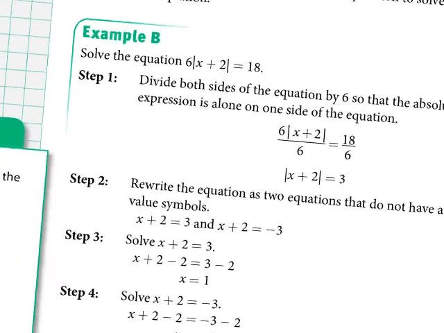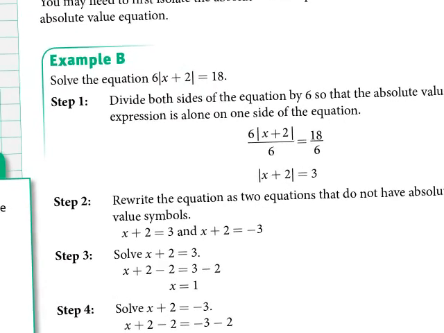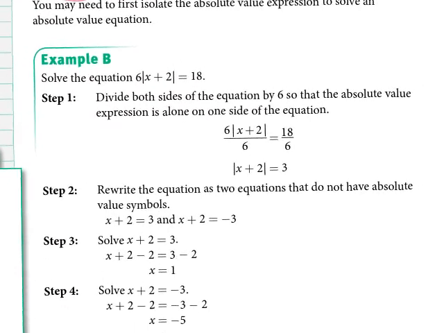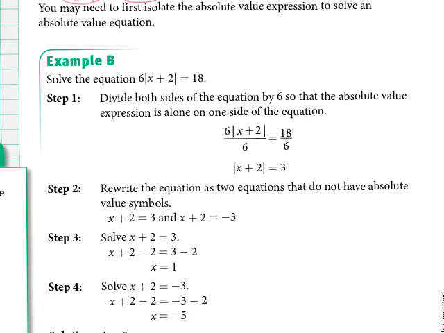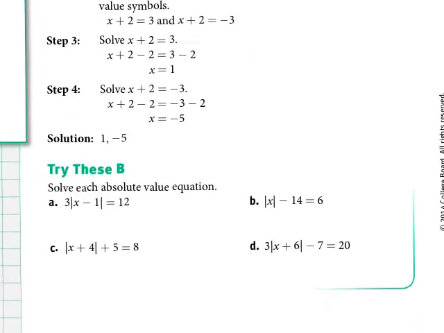Here, example B. Okay, it says solve this equation, and it has an absolute value in it. And you'll notice that there's a number sitting out in front of the absolute value. Okay, if I approach a problem like this that has numbers outside the absolute value, I always have to get the absolute value all by itself first, and I never want to distribute. You can see here they go through the process to get rid of a 6 on top, they divide by 6 on bottom, isolate the absolute value, and then they go through the process of solving. So let's do a couple of those together.